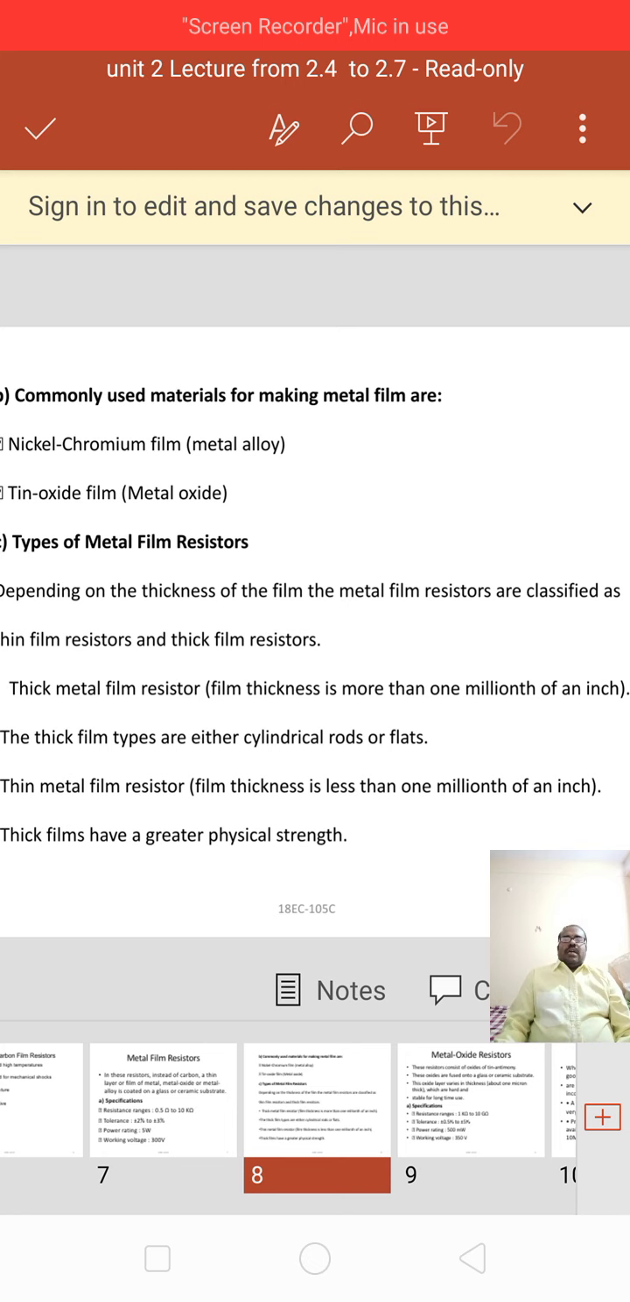There are two types of metal film resistors: thick and thin film resistors. Thick film types are either cylindrical rod or flat type structures. Thick film resistor thickness is more than 1 millionth of an inch. Thin metal film resistors are less than 1 millionth of an inch thick. Thick films have a greater physical strength.